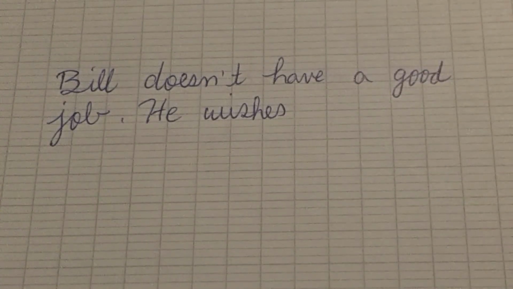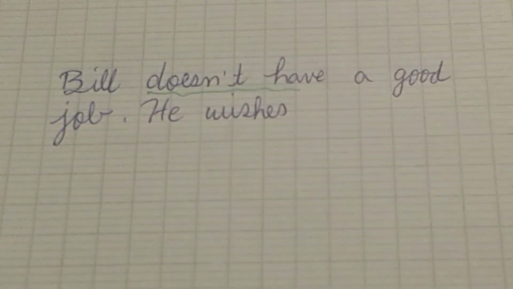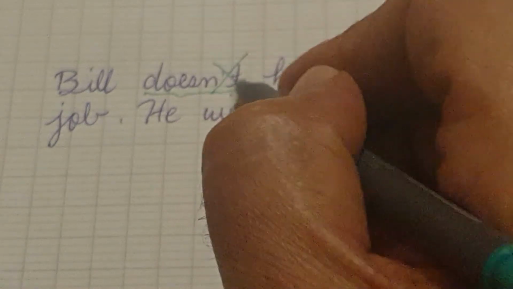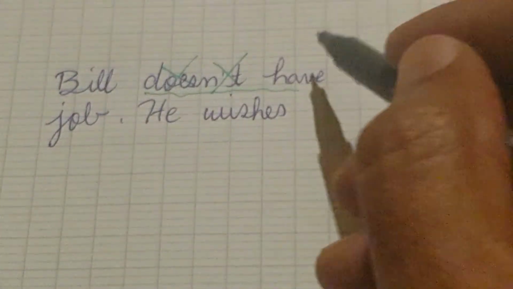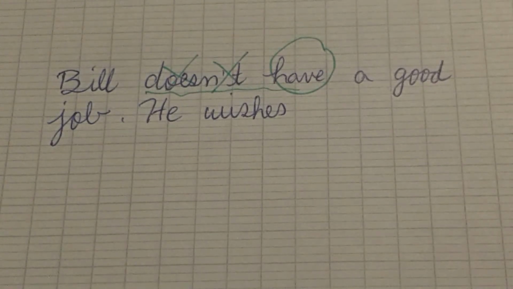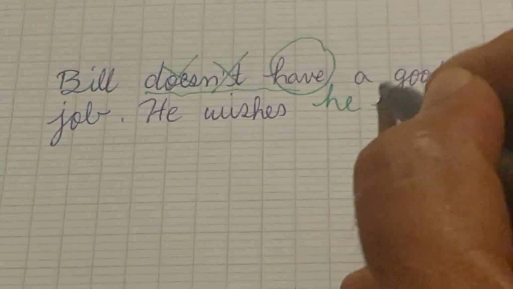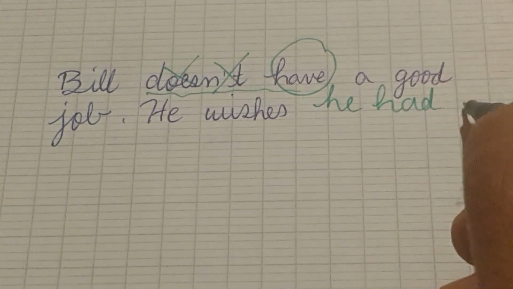Another example, Bill doesn't have a good job. Again, the verb is doesn't have, which is present, so we're going to make a wish about the present. A wish is contrary to fact, so cancel not and does, of course. So the verb we're going to work with is have. So he wishes he had a good job.